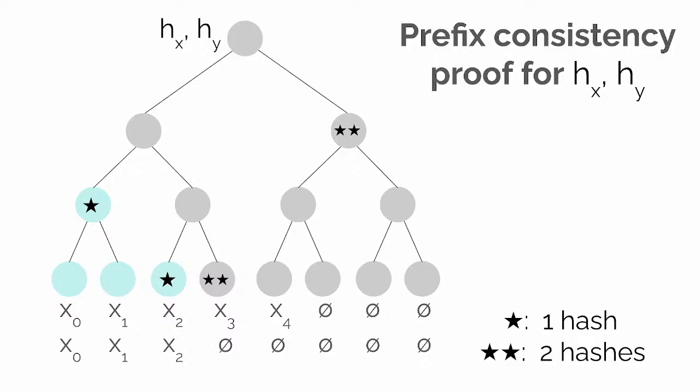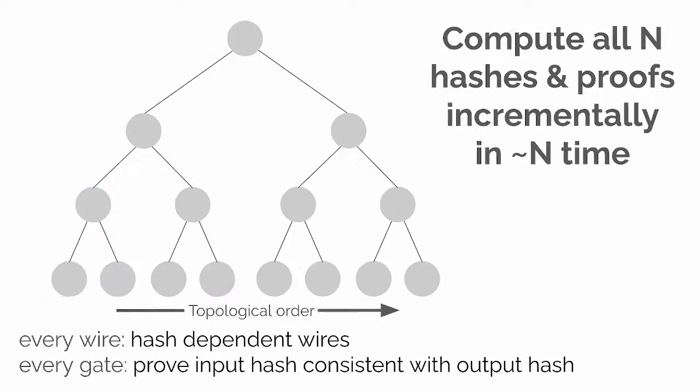This is a pretty simple idea, but this is not enough. You also have to show that you can incrementally compute all hashes and all prefix consistency proofs in linear time. And it turns out that can be done with some careful algorithmic analysis.